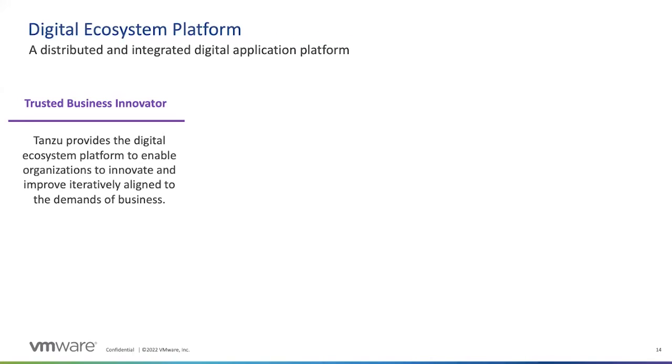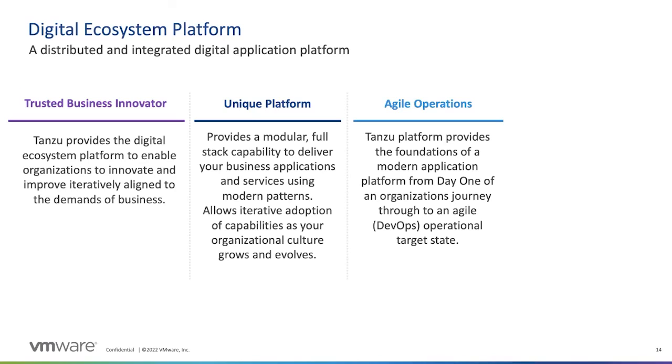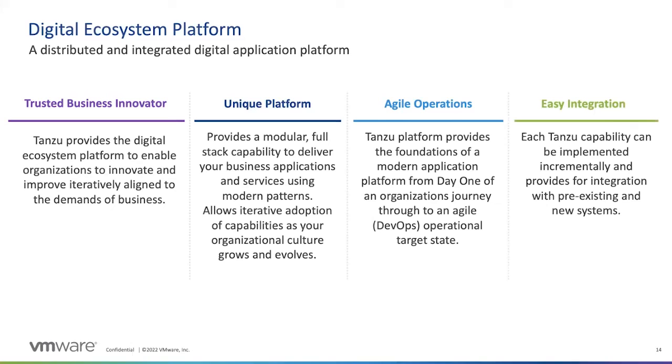Tanzu provides the digital ecosystem platform that enables organizations to innovate and improve in an iterative way and aligns to a customer's business demands. It is a modular, full-stack solution that supports and delivers business applications and provides a platform to enable application modernization. And because it is modular, each capability can be adopted along the journey to an agile DevSecOps target state while allowing for integration with new and existing services.